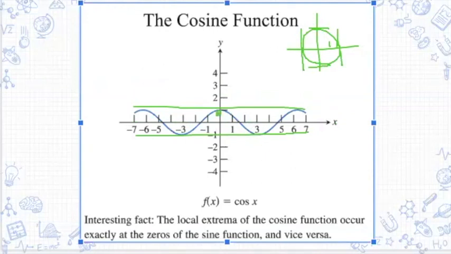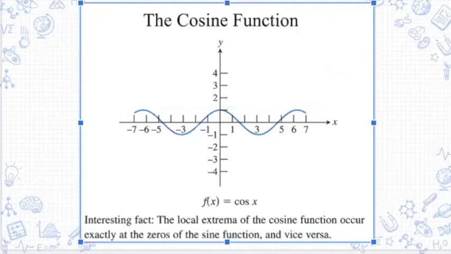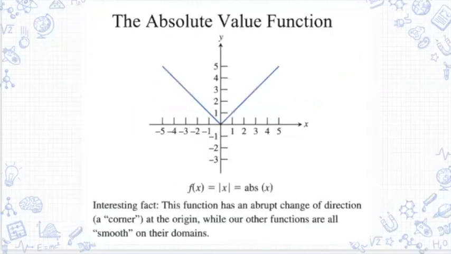Our next function that we'll look at is the absolute value function. So again, this is one that you should hopefully be familiar with. The absolute value function comes from taking our identity function, in this case, and taking all of those negative values and making them positive. So absolute value represents a distance. And since it's a distance, it can never be negative.